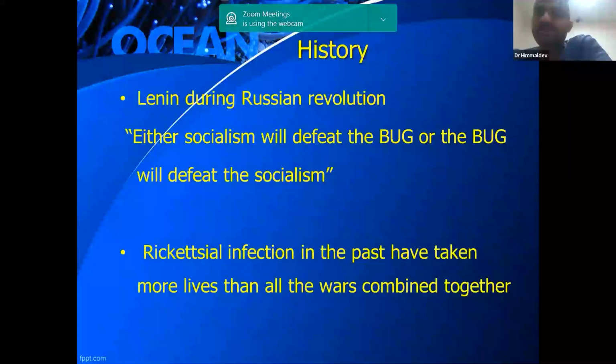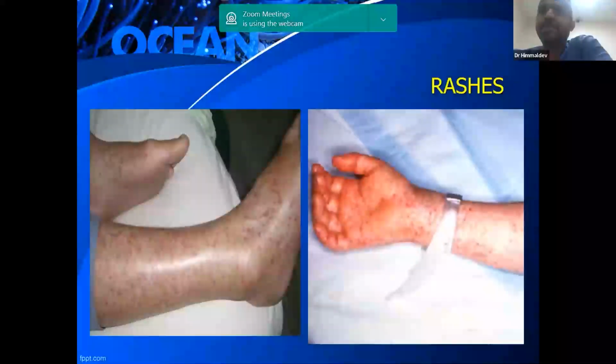Unfortunately, probably at that time the awareness was not so much, or the detection or the lab tests were not so prominent. That's why we used to miss these infections. But nowadays, clinical acumen and laboratory advances have improved the quality of detection and treatment. That's why we are able to save many patients.